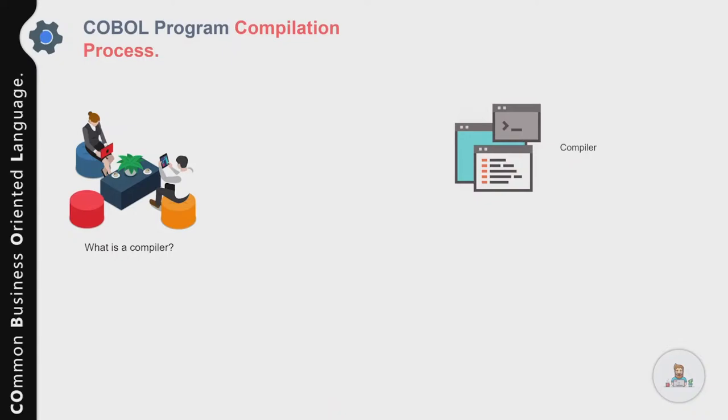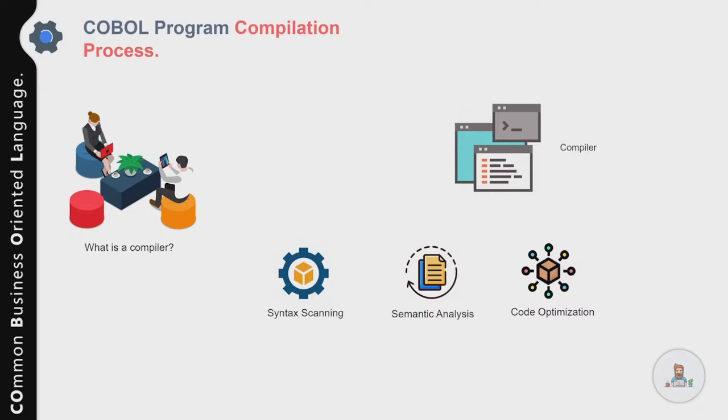Now the entire compilation process is divided into four different stages. The first stage is syntax scanning, the second stage is semantic analysis, the third stage is code optimization, and the last stage is code generation. So if you want to execute a COBOL program on a mainframe or non-mainframe platform, then it has to be compiled with the help of a proper COBOL compiler. And remember, we have different categories of compilers, and these compilers are very specific to the computing platform. So in case you want to execute your program on the mainframe platform, then you'll probably pick a compiler that is available on the mainframe platform.